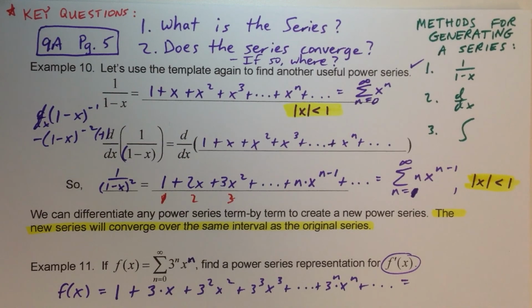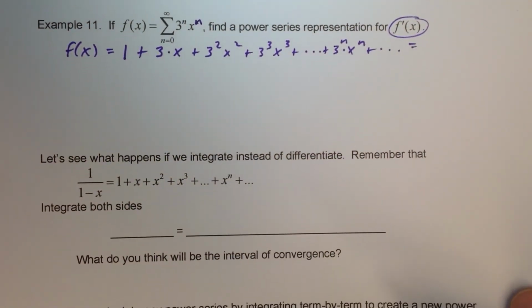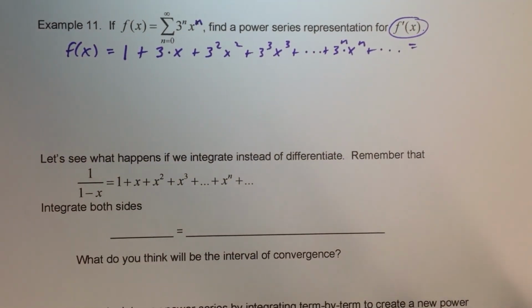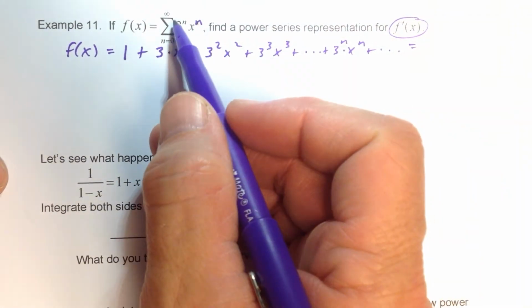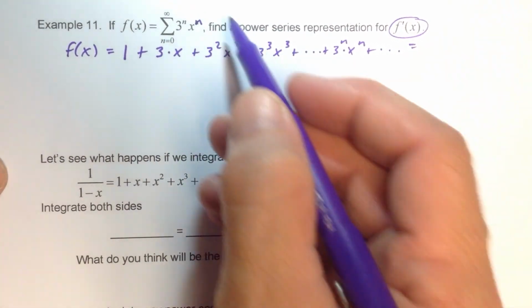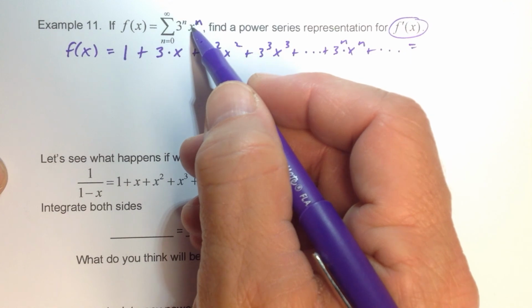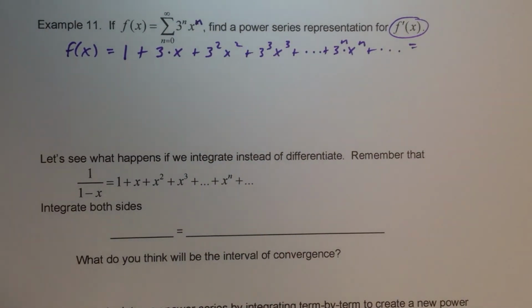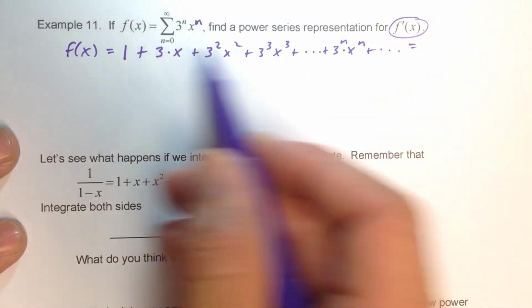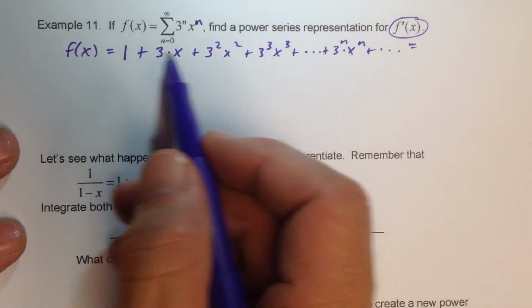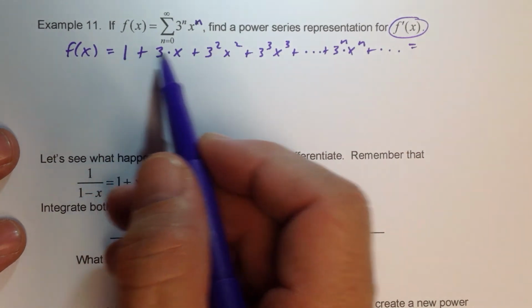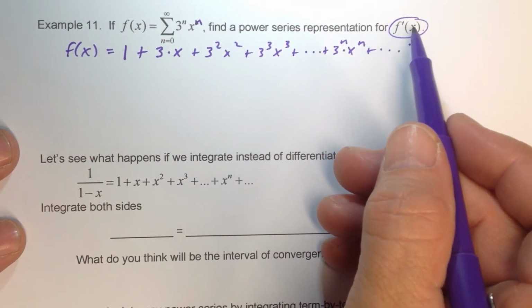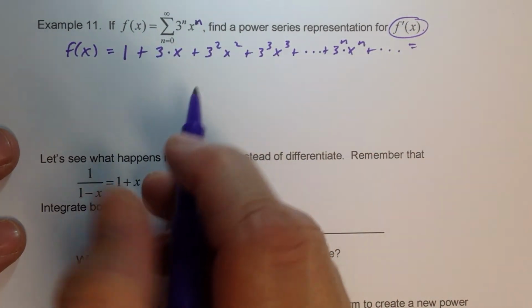So let's look at example 11. For example 11, we want to find a power series representation for f prime of x given to us with the sigma notation. Please make note that the exponent of the x is an n, not an x. That was a typo. So if we write out the series expansion here, instead of using sigma notation, we could get maybe a better picture of how to differentiate each term. And so let's go ahead and do that.